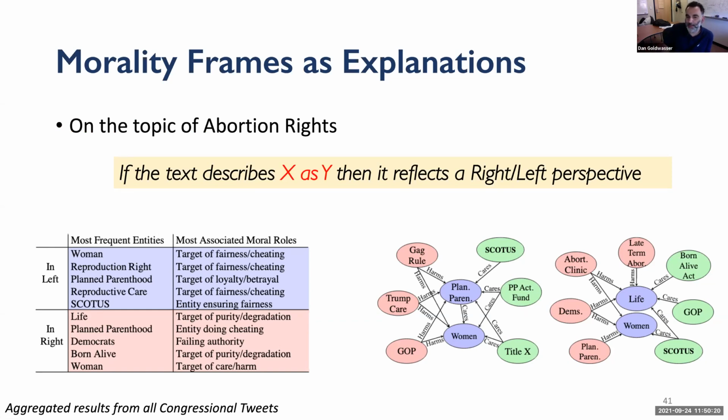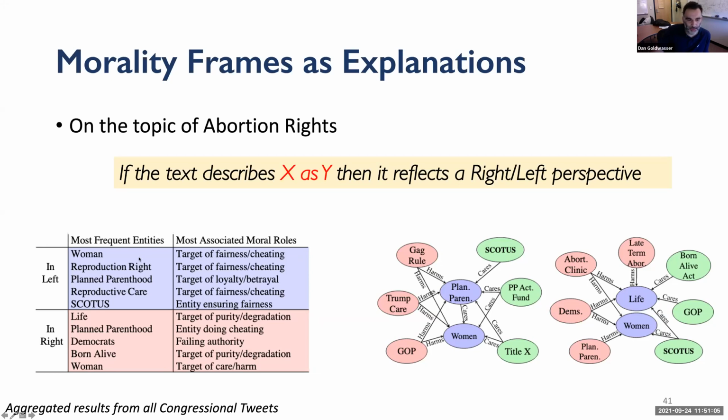So we applied our model to a massive amount of unlabeled text, and then looked for the most frequent patterns of moral foundation usage and role assignment across the different parties. We have applied it on several topics. In this case, we've used the issue of abortion rights, and we saw some really interesting trends. For example, the most frequent entities used on the left are women, reproduction rights, Planned Parenthood, reproductive care, and the Supreme Court. On the right, it's life, Planned Parenthood, Democrats, born alive, and women.